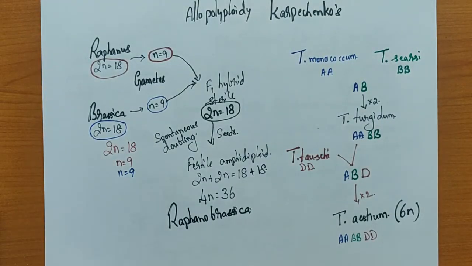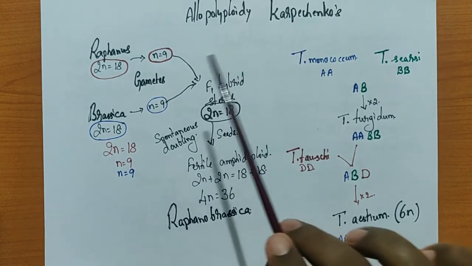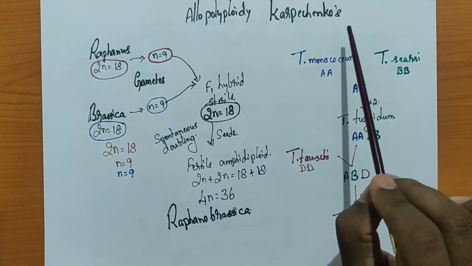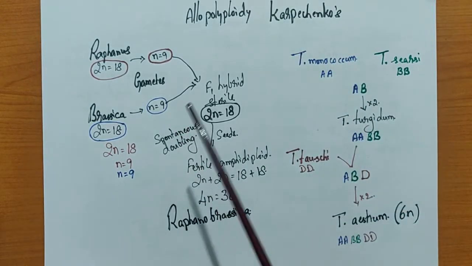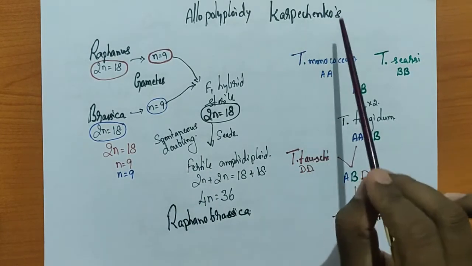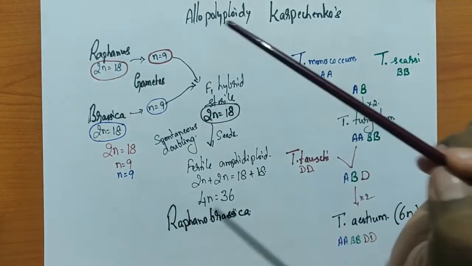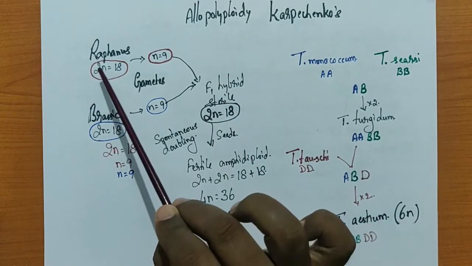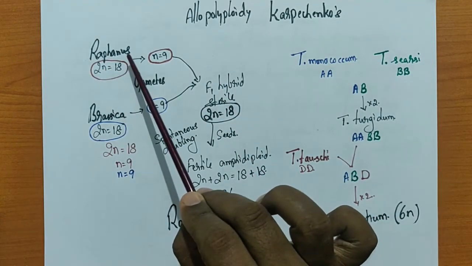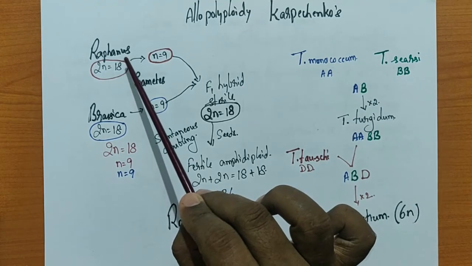Now the next one, I think we will discuss what we call allopolyploidy. Now I will tell you the advantages of allopolyploidy. So there is a famous experimental design by Karpechenko. Alright. So now what he has done is that he has taken 2 closely related species. So now this is Raphanus. It is commonly called radish.